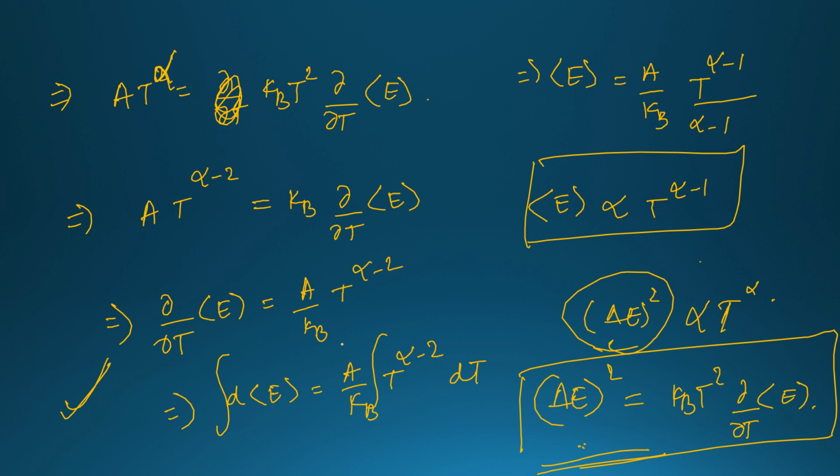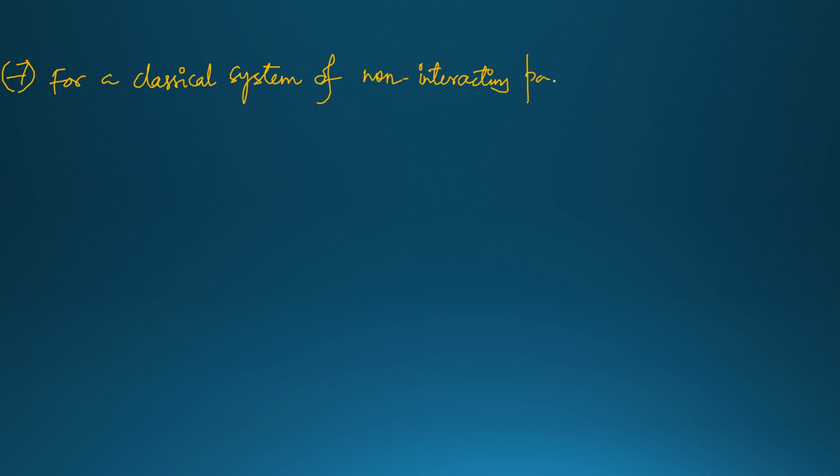Okay, next question. Question number 7. For a classical system of non-interacting particles in the presence of a spherically symmetric potential V(r) equal to gamma r cubed.